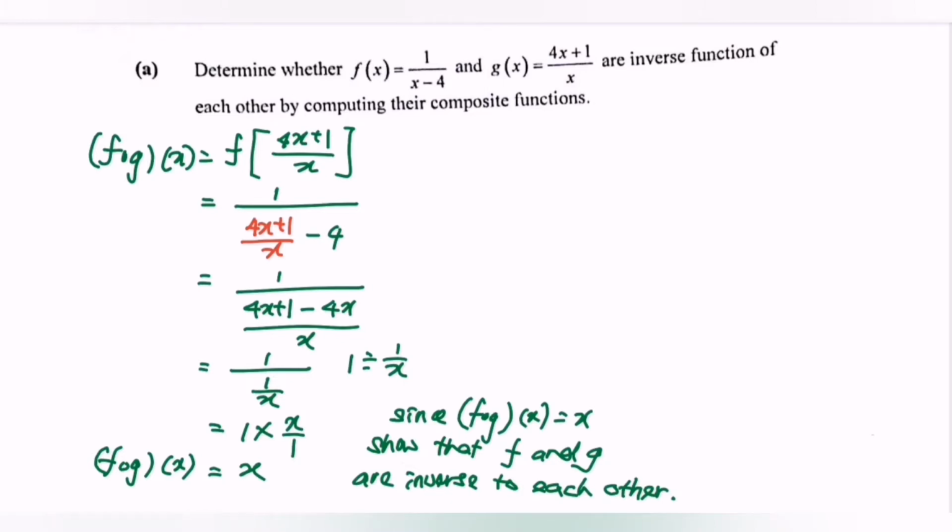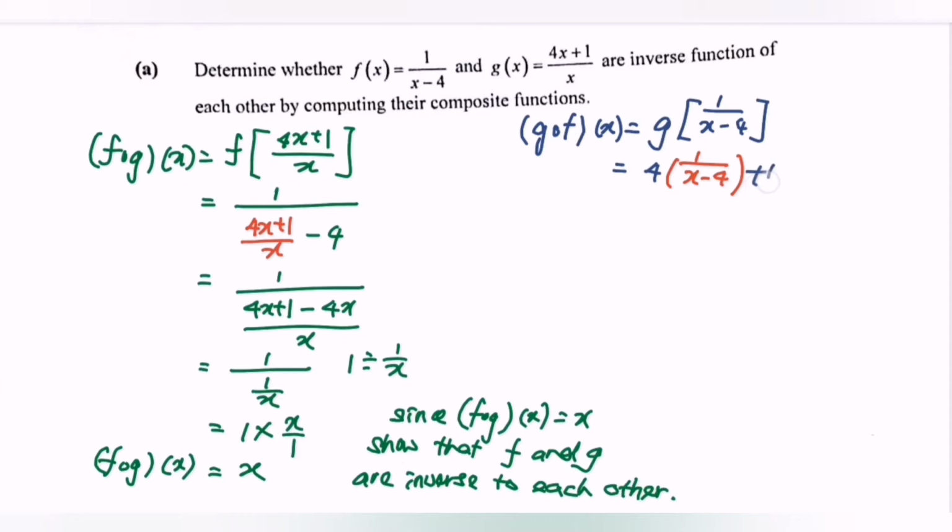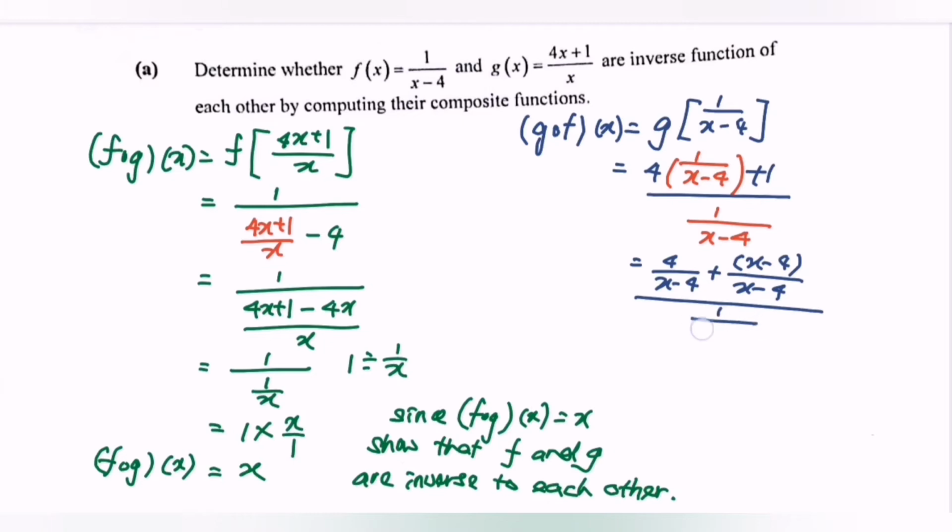Or, as another alternative, we can do g∘f. That means substitute the function f, which is 1 over x minus 4, into the function g. So here we have 4 bracket 1 over x minus 4, plus 1 over x, so again we have 1 over x minus 4. So that is the situation in the function g. Next, what we have to do is to equate the denominator. So we have 4 over x minus 4 plus bracket x minus 4 over x minus 4, over 1 over x minus 4.